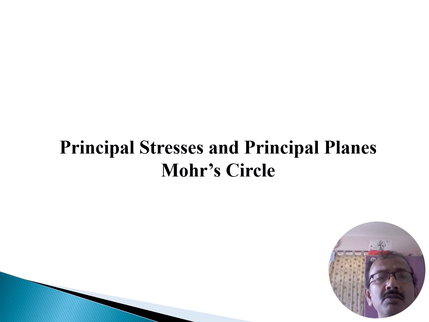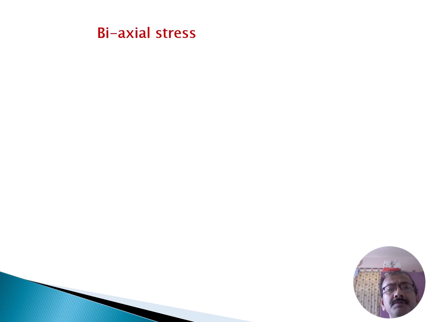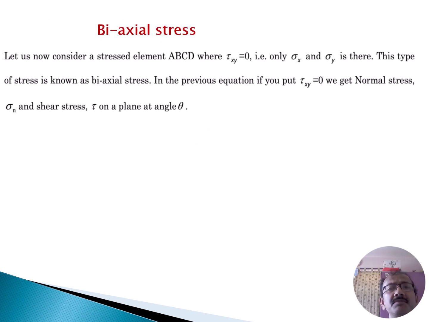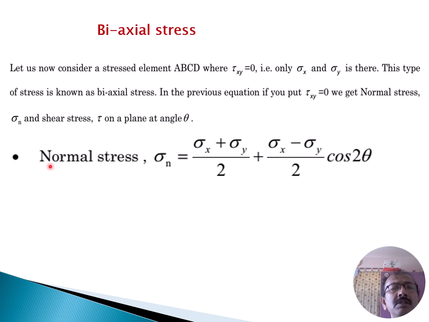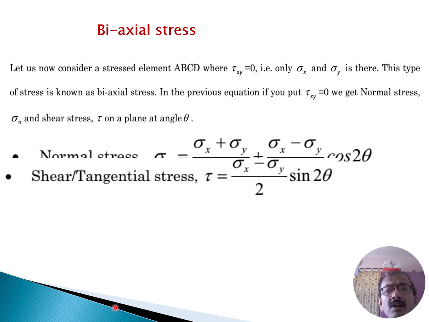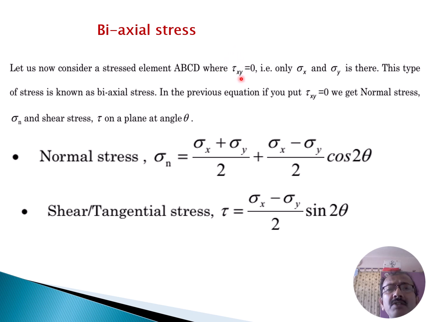So in this video, I will discuss principal stresses, principal planes and Mohr circle. Now, what is biaxial stress? Let us consider the stress element ABCD, where tau xy equals 0, and sigma x and sigma y are there. This type of stress is known as biaxial stress. That means there is no tau xy, only sigma x and sigma y are present.